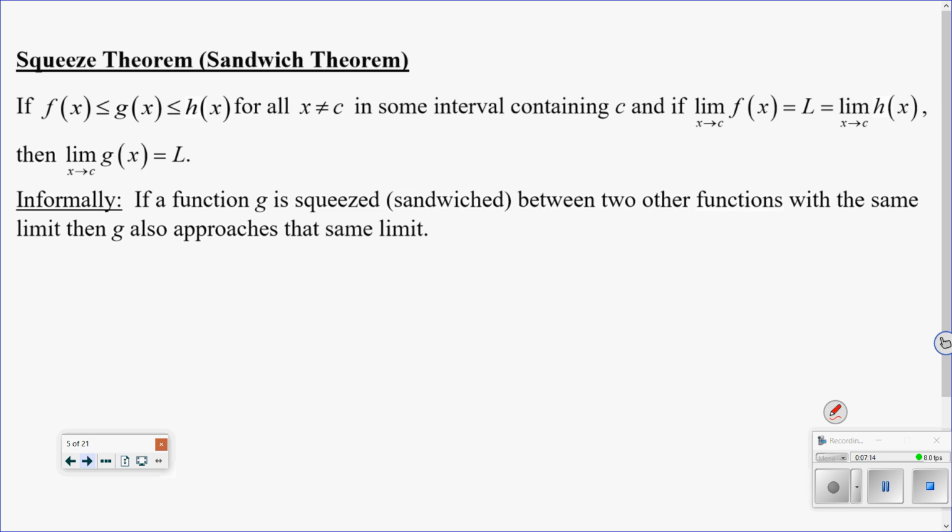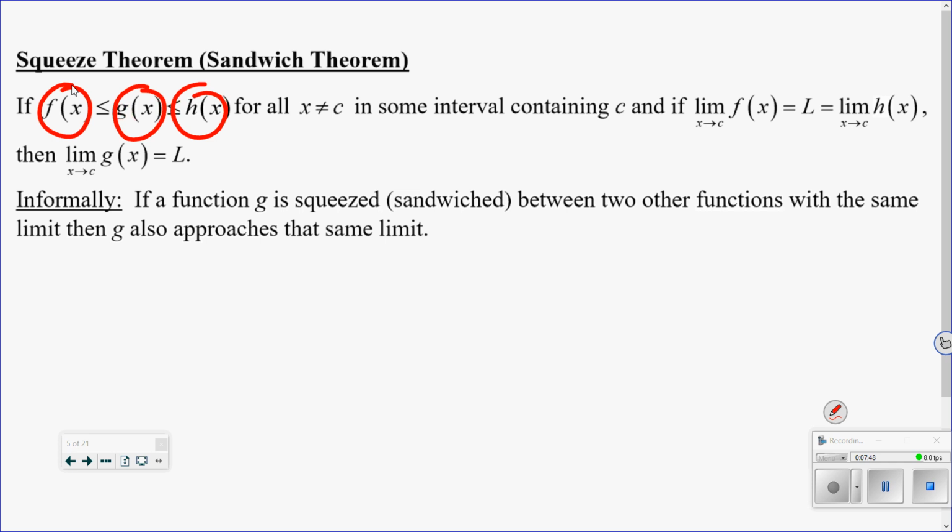We're going to talk about the squeeze theorem. What the squeeze theorem says is if you have a function whose y values are always between 2 other functions, and if you look at the outside functions, the function below and the function above, if as they approach c they have the same limit, and my function g of x is always between them, it will have the same limit also. So read that informally. It says if a function g is squeezed or sandwiched between 2 other functions with the same limit, then g also approaches the same limit as the other ones.